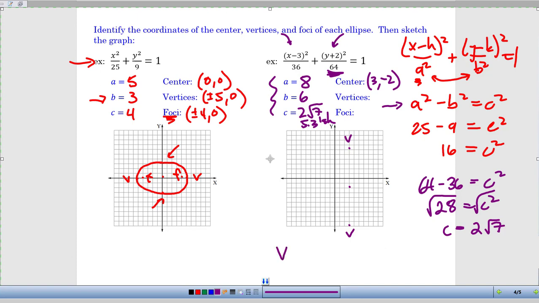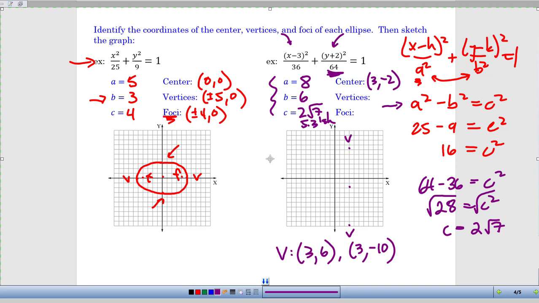So just in the interest of space, I'm going to write it down here. So the coordinates of those 2 points, the one at the top, we can see is at 3, 6. And then for the one that's down at the bottom, that one is at 3, negative 10. So those are the coordinates of the two vertices.